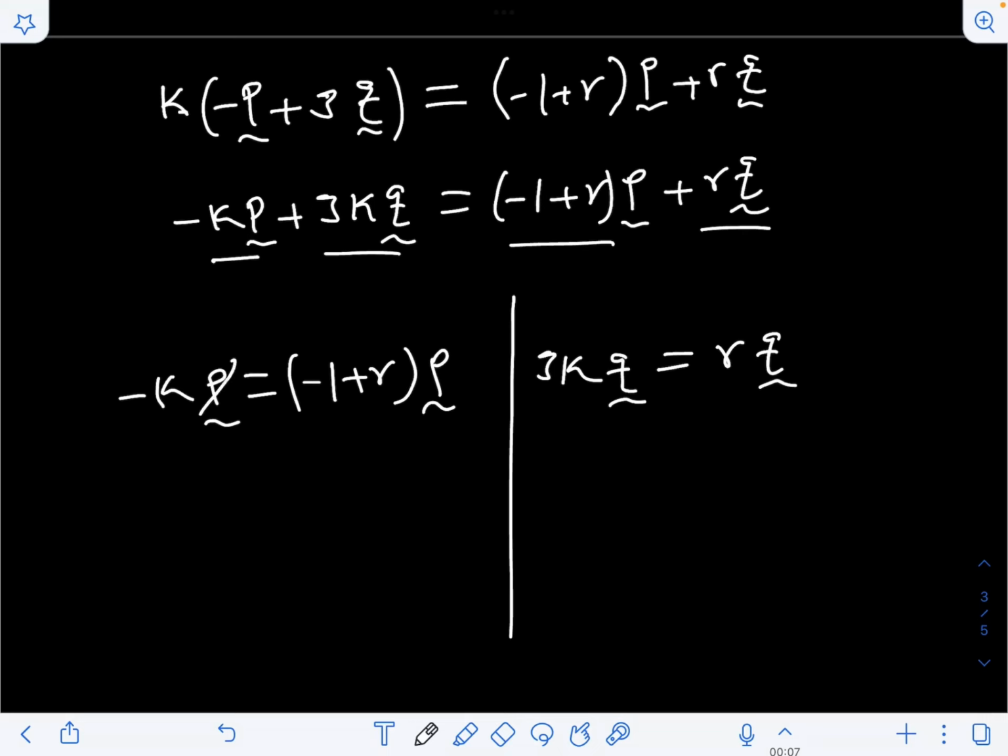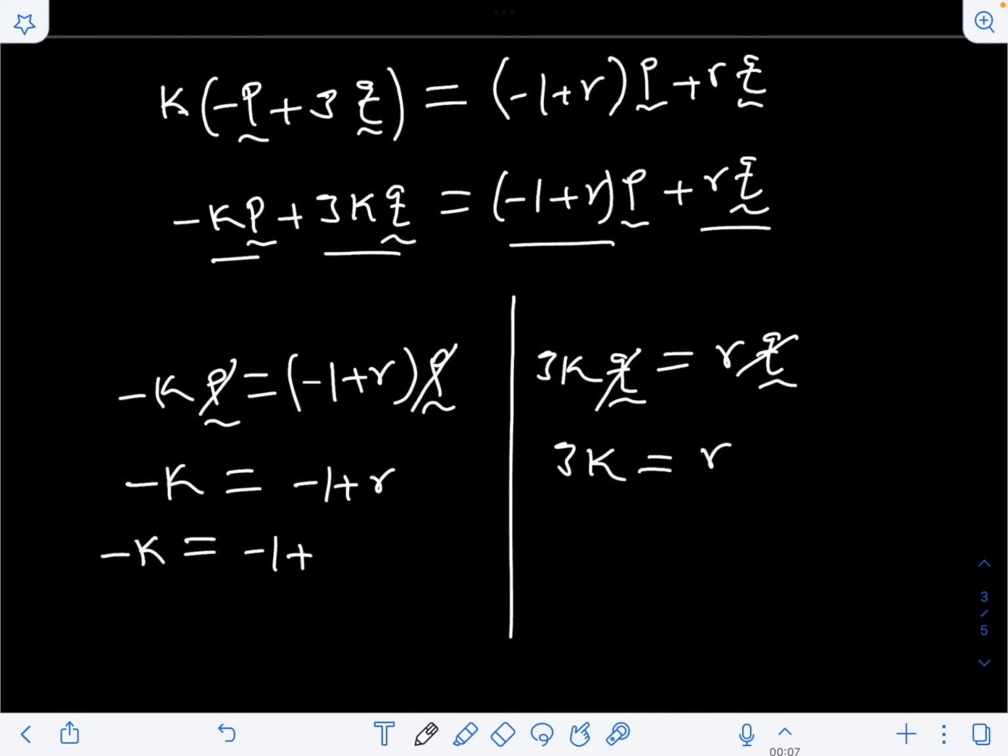So for vector P, we have negative K equal to negative 1 plus R. And here we cancel vector Q with vector Q. We have 3K equal to R. So what's our R here? Our R is 3K. So that means we can say negative K equals negative 1 plus, instead of R, let us put this value, which is 3K.